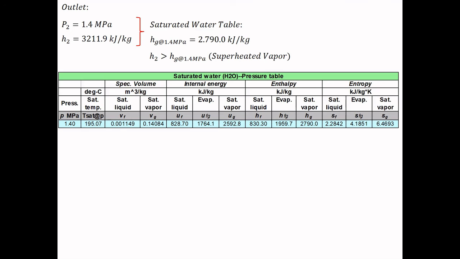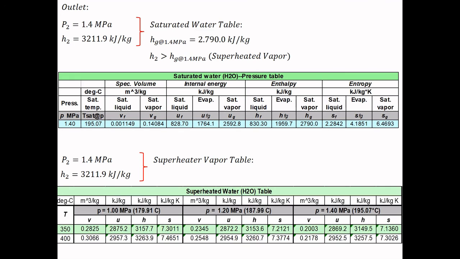Now compare with the h2 value that we obtained. So h2 is greater than hg at 1.4 megapascal. So we confirm the phase is superheated. So now we need to refer to the superheated vapor table in order to obtain the temperature T2. Based on the data that we have, P2 equal 1.4 megapascal, h2 equal 3211.9 kJ per kg, and we know that the phase is superheated, so we use the superheated vapor table.